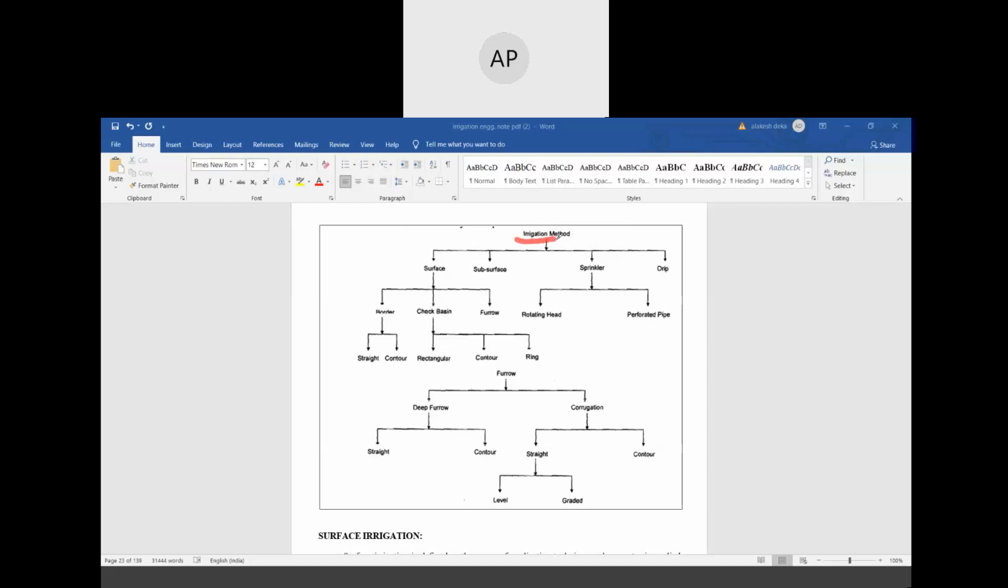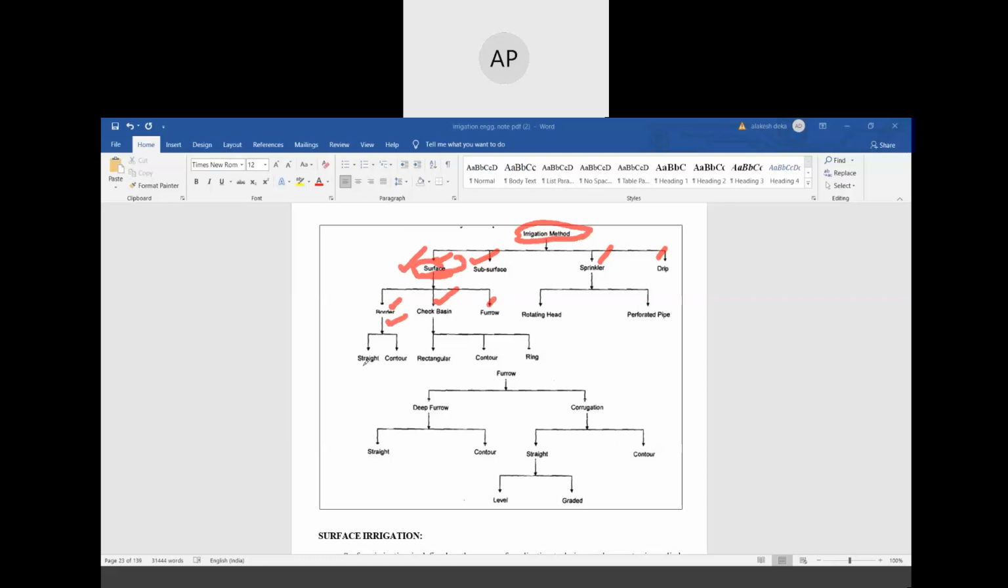The irrigation methods. Let's classify irrigation methods. One is surface irrigation and subsurface. These are the main classification of irrigation. And next is sprinkler and drip. In surface irrigation, we have border irrigation, check basins, and furrow method. These are the three types of surface irrigation.